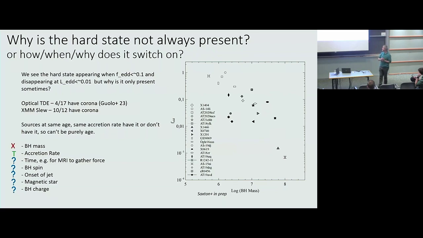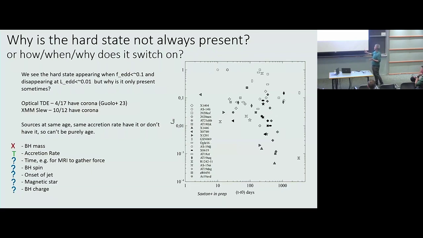Is it the time for the MRI effect to wind up, as people talk about, so you get enough magnetic fields? Something to do with that as well, possibly, in that we don't see the hard state until a couple of 100 days in most cases. But obviously that's not the definitive thing either. Is it the black hole spin? Could be.